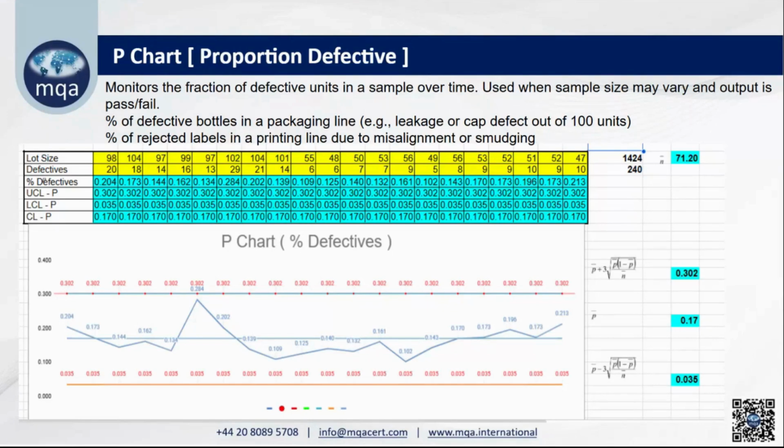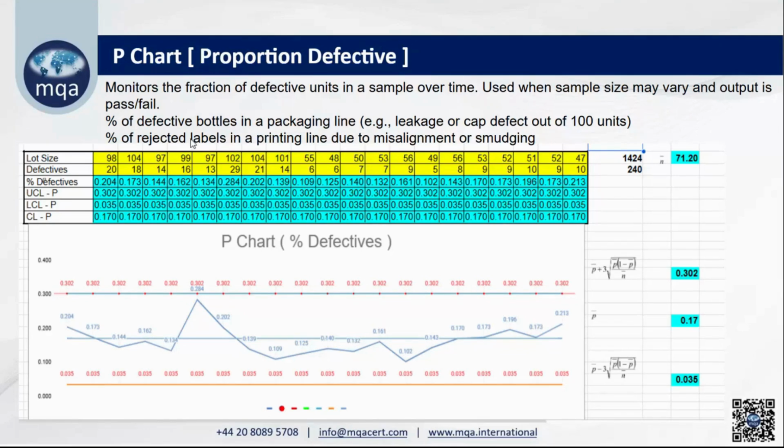Actually, it is 20%, but we have taken it as 0.2. Okay. So proportion, 0.17, 0.14, this way the proportion is there. For this, if we want to calculate the percentage defective, then we have to use the P chart.